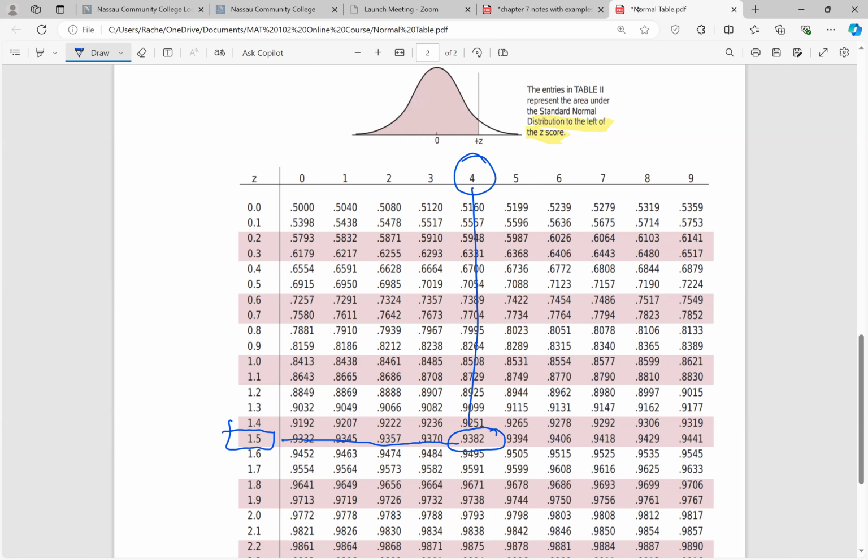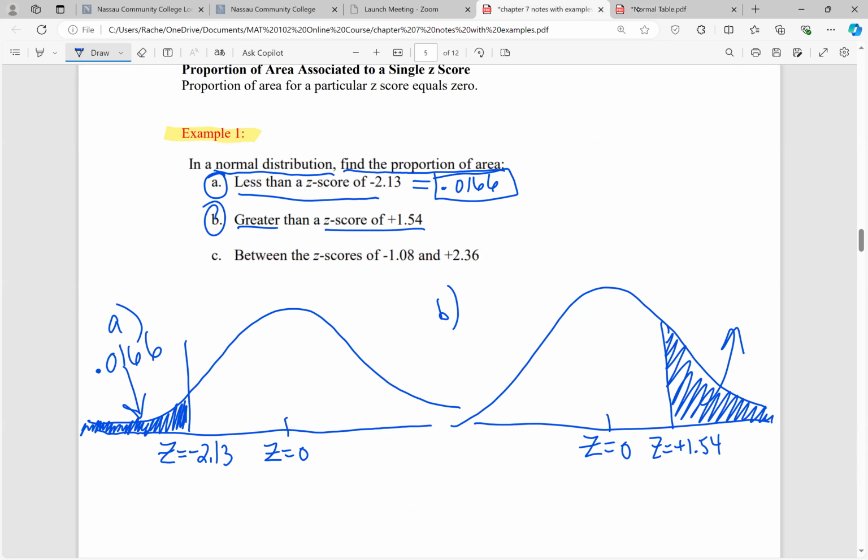So this 0.9382 is this area right here to the left. 0.9382 is the area to the left of a z-score of 1.54. But that's not the area that I want, right? I didn't shade the area to the left. I shaded the area to the right.